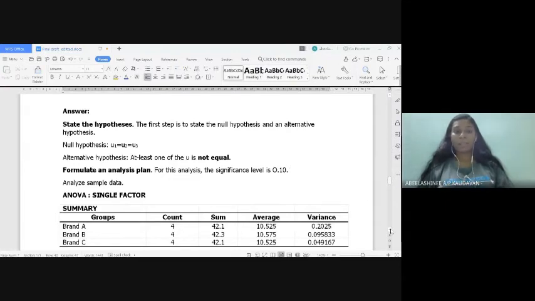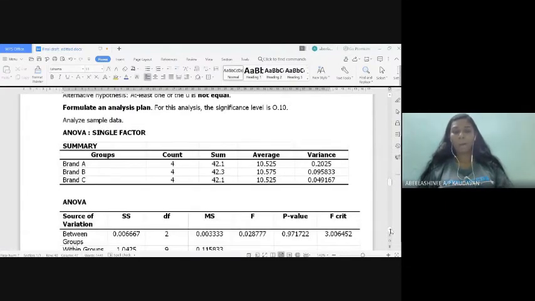Next, we should analyze the sample data. I have summarized those into groups, count, sum, average, and variance. We have 3 groups, which are brand A, brand B, and brand C. And we have 4 counts since we have 4 supermarkets.